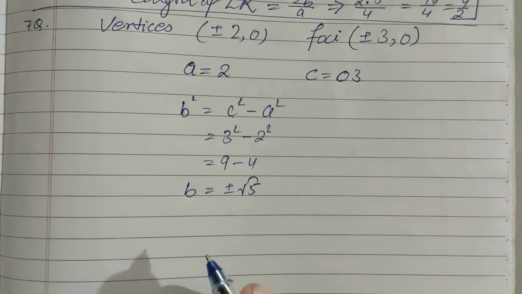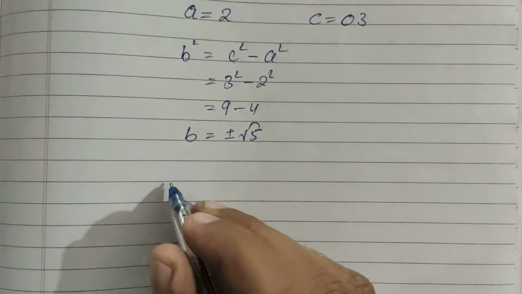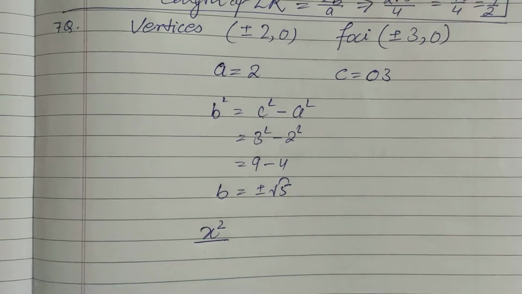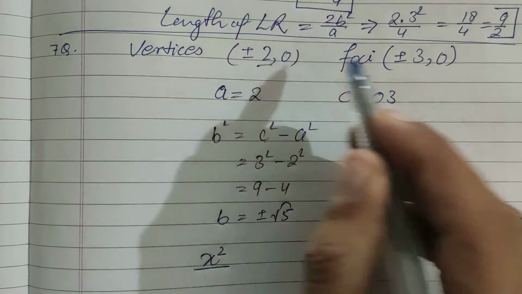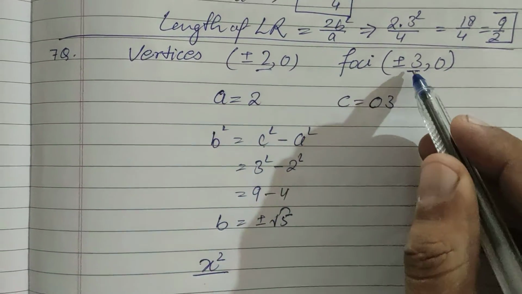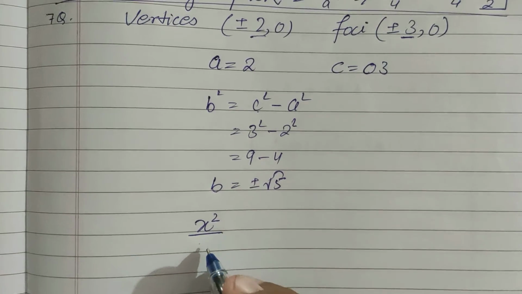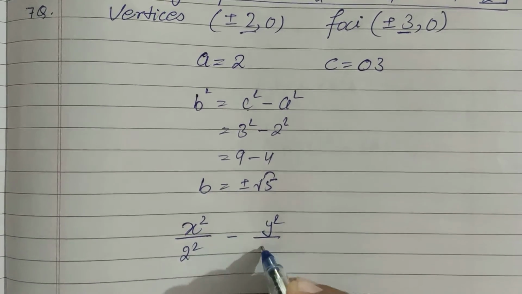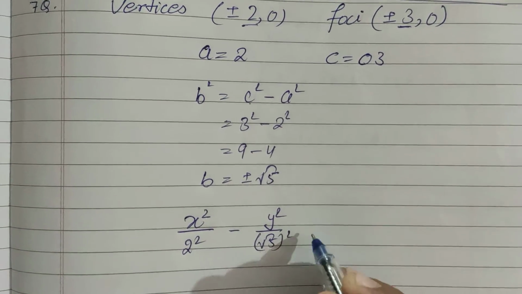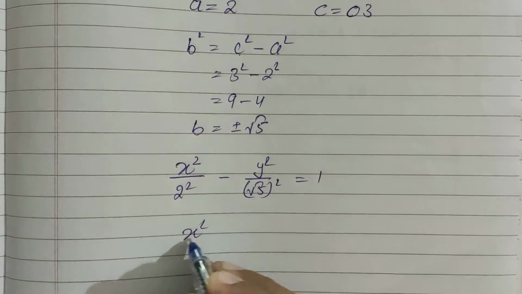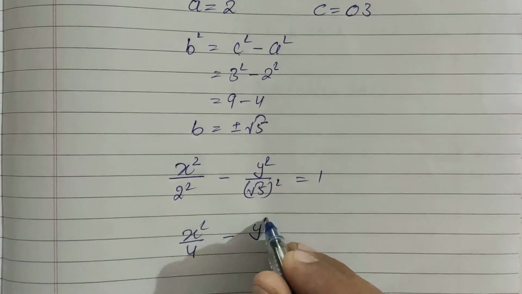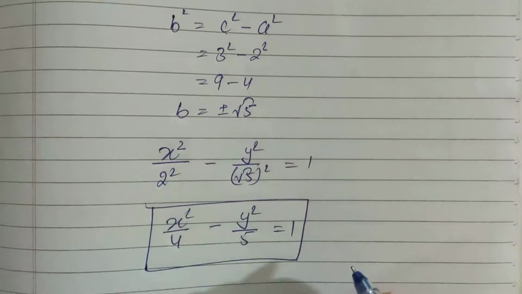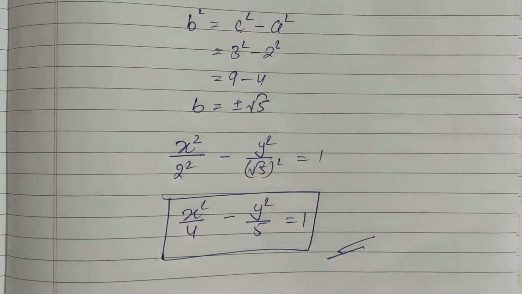Now we need to calculate the equation. In this case the equation of the hyperbola will be x square upon a square. Why x square upon a square? Because the focus lies on the major axis, and that is x. So x square upon 2 square minus y square upon root 5 whole square equals 1, or x square upon 4 minus y square upon 5 equals 1 will be the equation of the asked hyperbola.